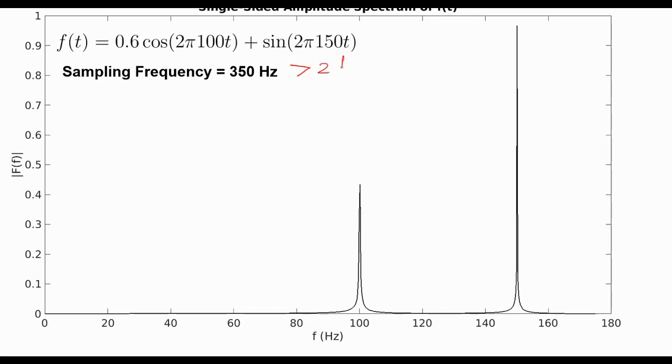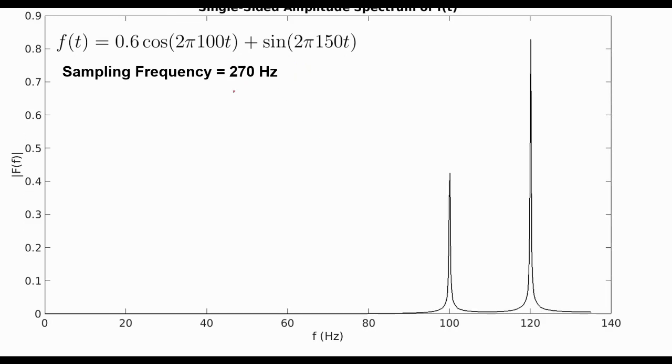Again, this satisfies the criterion that it is greater than twice the maximum frequency component in the signal, and again we have the correct frequencies, that is 100 and 150 Hz. Now let's change the sampling frequency to 270 Hz. So clearly this is less than 2 times Fmax. And now let's see what goes wrong.